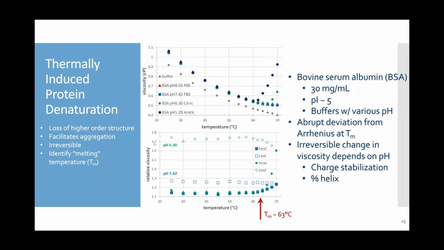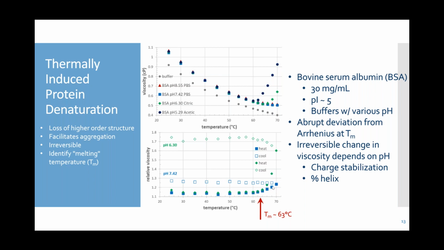So we can also look at this a little differently at the bottom, where we looked at relative viscosity as a function of temperature. And so again, just like as we discussed with the Poloxamers, relative viscosity is the viscosity of the protein solution at each temperature divided by the viscosity of the buffer at that temperature. And so we see the flat profiles as we're heating the sample, which are the filled points, until we get to a particular temperature. And then we see this sort of sharp change.